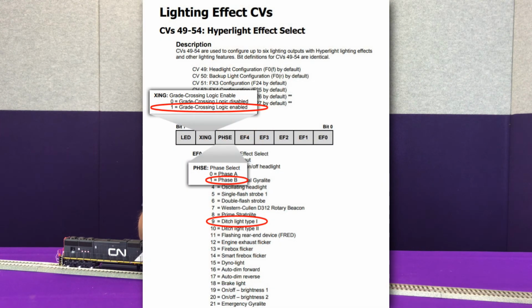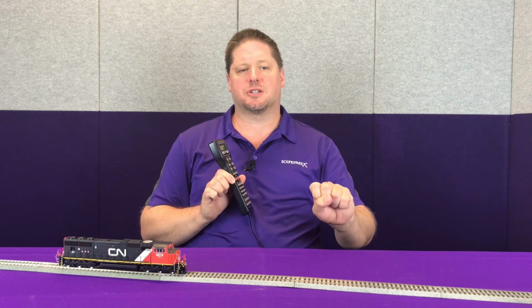Now for the other ditch light, this is CV 52. Now we want this to be the exact same type 1 ditch light and crossing logic enabled, but in this case we're going to enable phase B, and what that's going to do is turn it off initially, and as the flash rate goes in, you're going to see that phase A and phase B lighting effect as it alternates. So we're going to go ahead and set CV 52 to a value of 105.